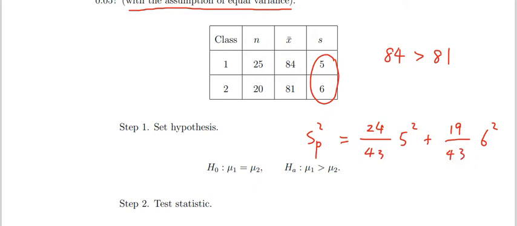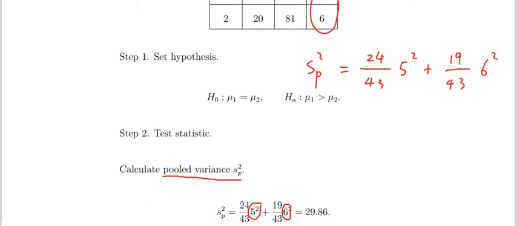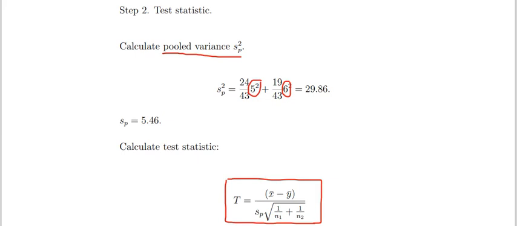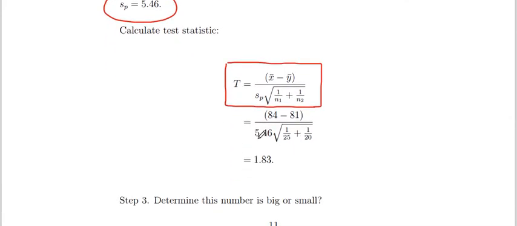Okay, so you got this, right? You can easily find this number, equal to 2984. Then take a square root, and we find the pooled standard deviation is 5.46. Then we just plug in 5.46 here and calculate, and we find the test statistic is 1.83.